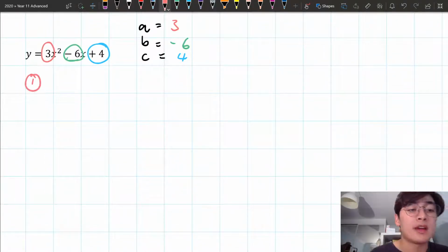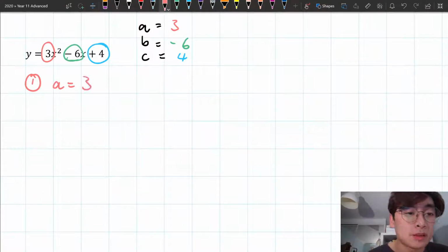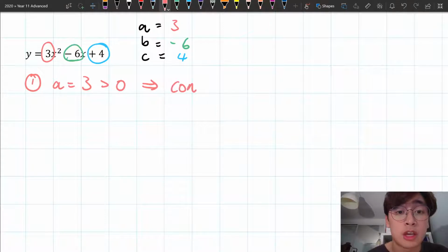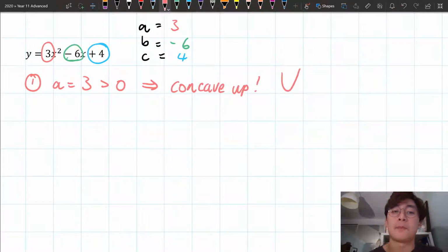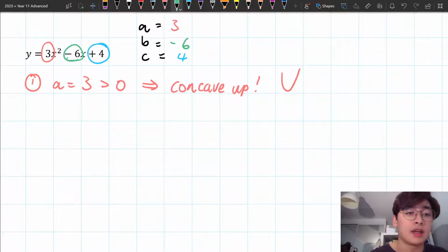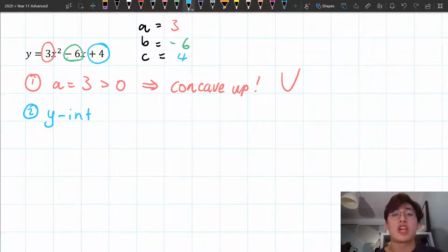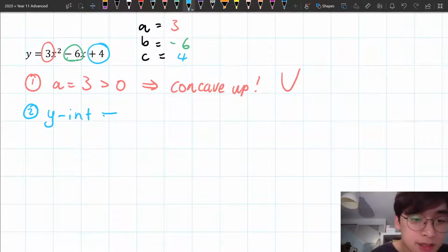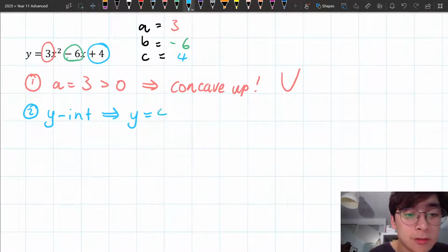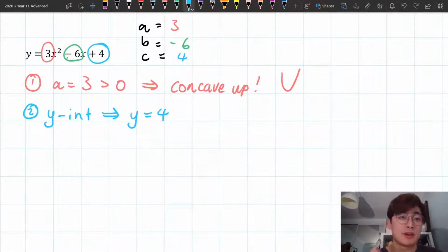The first step is I'm going to check the concavity. A is equal to what? A is equal to 3, which is greater than 0. So what do we know? This is a concave up graph, so it's going to be something like that. Next part is my y-intercept. For the y-intercept, I sub in x is equal to 0, or I just check the constant term. So here, my y-intercept is just y is equal to 4, which is my value of c.